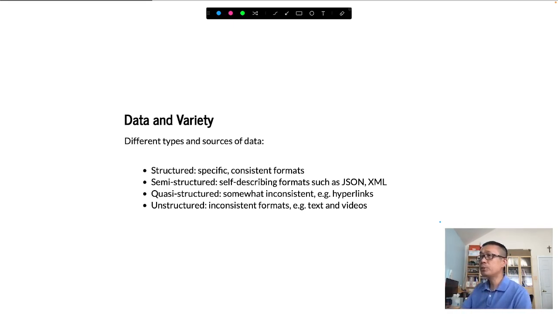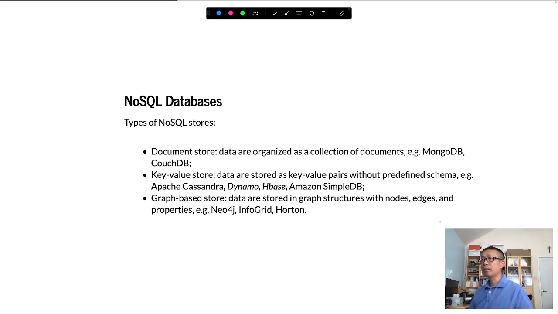So this is in terms of the data and variety. And just for these different types of data, we need different types of databases or data stores to be able to host all kinds of data, right? Traditionally, we have the relational SQL databases. Today, there are NoSQL or not only SQL databases, which can host documents as data points.